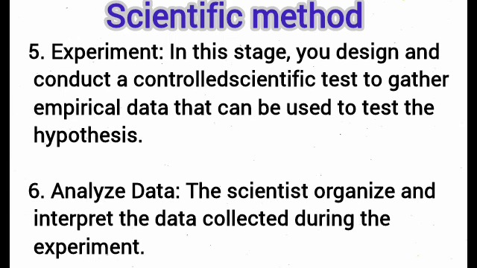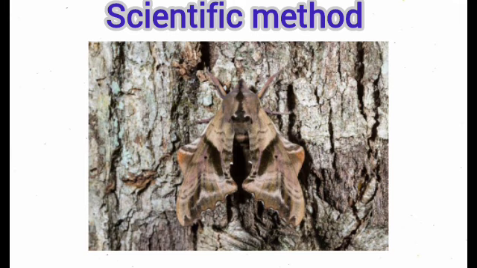Stage 5 is experiment. In this stage, you design and conduct an experiment to test that proposed explanation to the observation that you made, or you are actually testing whether the hypothesis is correct or not. Let's just go back to the diagram. You realize that you made a proposed explanation that having the color of the bark of the tree made them survive, that is, have a higher chance of survival. You can set up an experiment to test whether this hypothesis is correct or not. So this is another step.